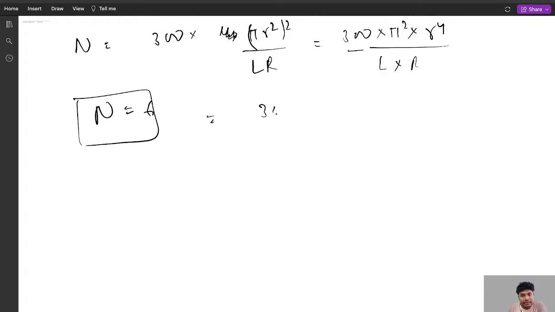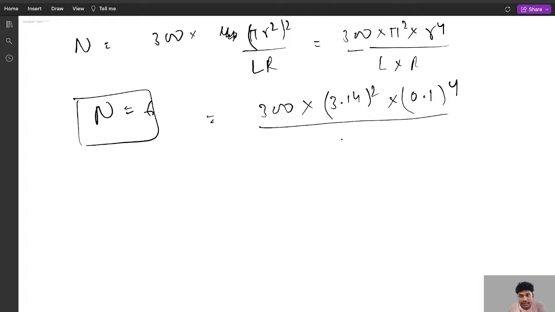Let me calculate this. 300. What is pi? That is 3.14 whole square into what is r? Oh, sorry, radius, that is 0.1, raised to power 4, upon what is L? That is 10. What is resistance? That is 0.005, right?